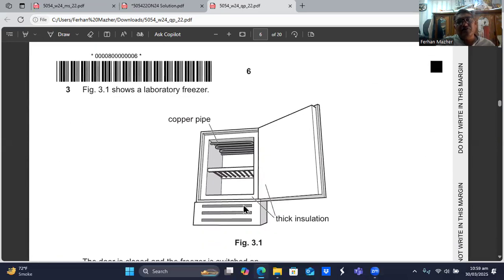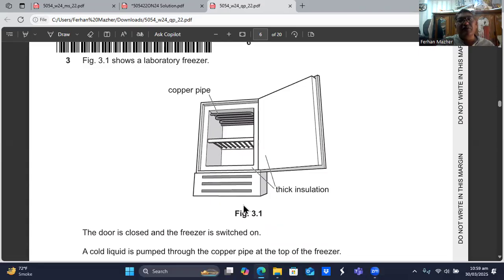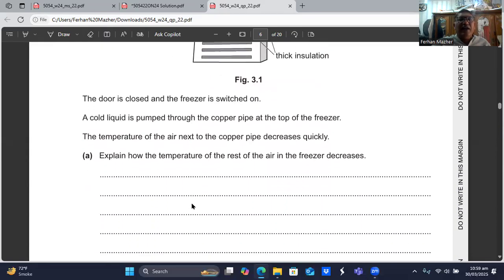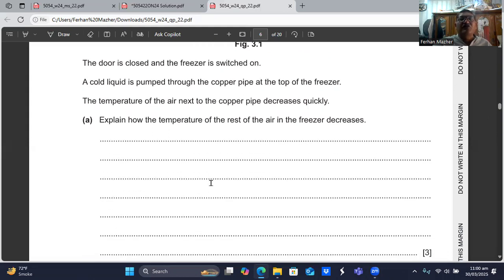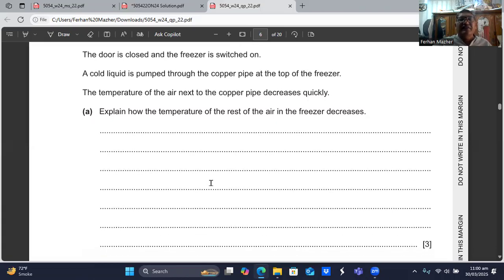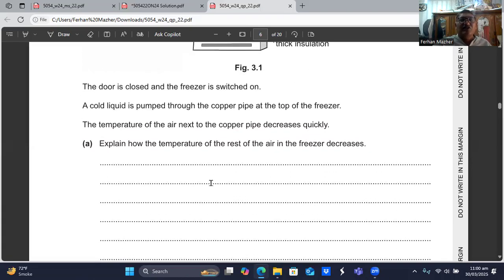Okay, so the next thing is question number 3 showing up on your screen. It says the figure 3.1 shows a laboratory freezer. Here we have copper pipes. Here we have thick insulation. The door is closed and the freezer is switched on. The cold liquid is pumped through the copper pipes at the top of the freezer. The temperature of the air next to the copper pipe decreases quickly. Explain how the temperature of the rest of the air in the freezer decreases. It's a three marks question.